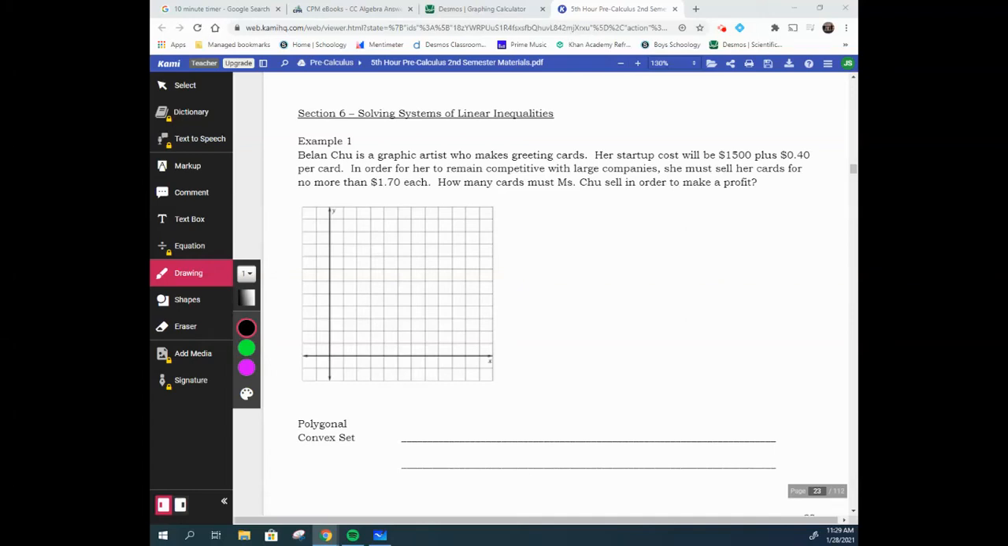Hi, everybody. We are going to talk about section 6 from chapter 2. This is on page 23 of your notes.